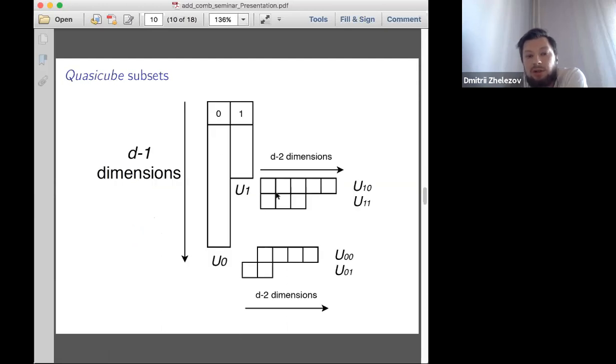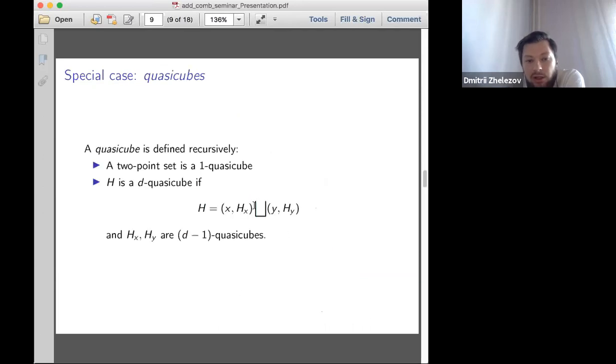This is how it looks. There's an illustration. You take a d-dimensional piece, and it splits only into fibers here. And U0, U1 are d-1 dimensional, and each of them is in turn also split into just 2 pieces. And the key point here is that these x's and y's are not necessarily the same.